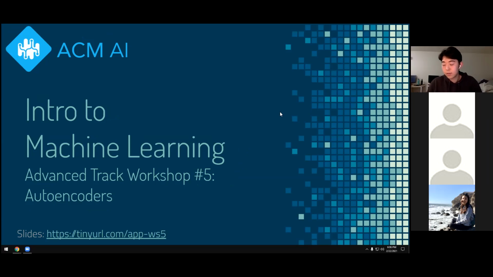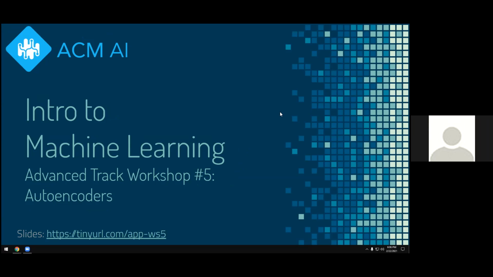Today we're going to be going over autoencoders. This kind of machine learning architecture is pretty different from a lot of the other things we've looked at in the past. You'll notice a lot of stuff from the Transformer workshop might ring a bell here when we talk about autoencoders. So let's just hop into it.